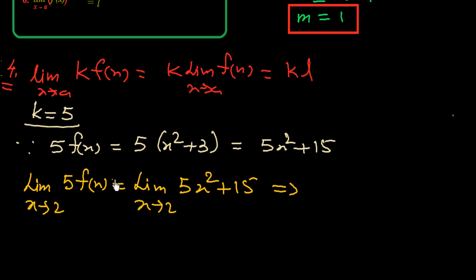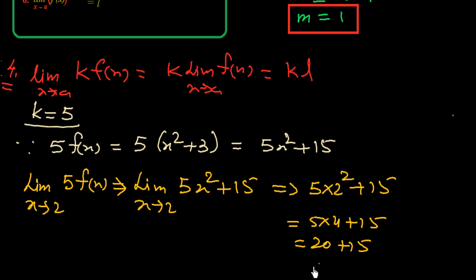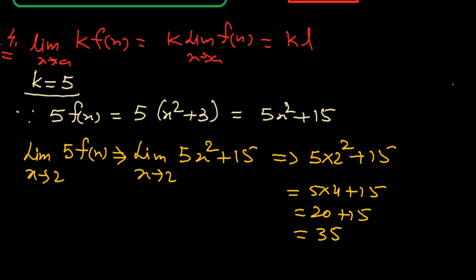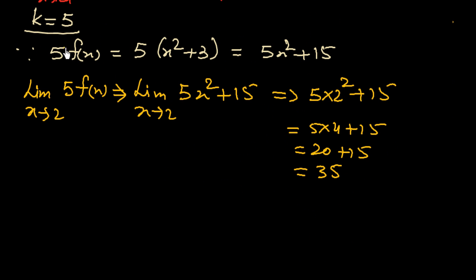So we could say that it implies 2. So we put here 2. So 5 into 2 square plus 15, which is equal to 5 into 4 plus 15, which is equal to 20 plus 15, and which is equal to 35. So the limit is 35 here for this. And now we have to prove that it is k into L. Here we know that k is 5 and L is 7. So we have to verify this here.